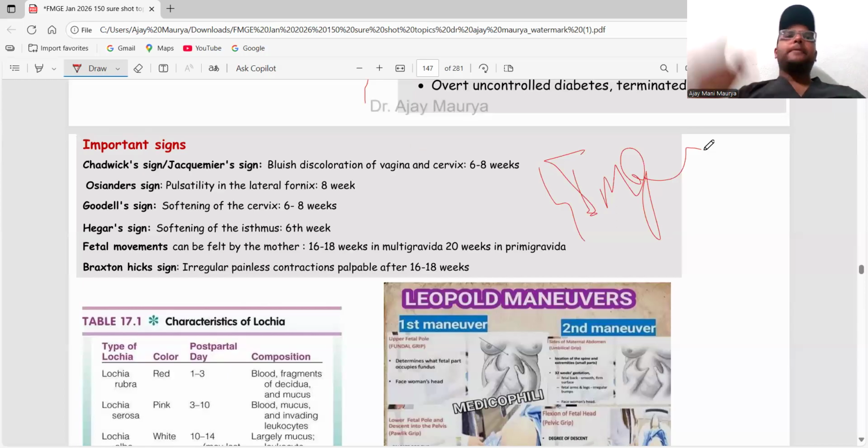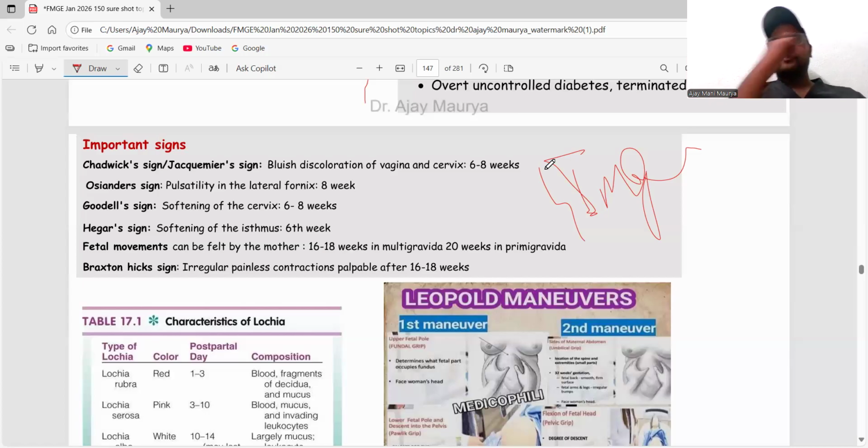What's another sign of pregnancy? Goodell sign, softening of the cervix, at 6 to 8 weeks. Hegar sign, softening of the isthmus at the 6th week. Fetal movements can be felt by the mother at 16 to 18 weeks in multigravida and 20 weeks in primigravida. Braxton Hicks sign is irregular painless contraction palpable after 16 to 18 weeks. Remember this one. Try to see the images.